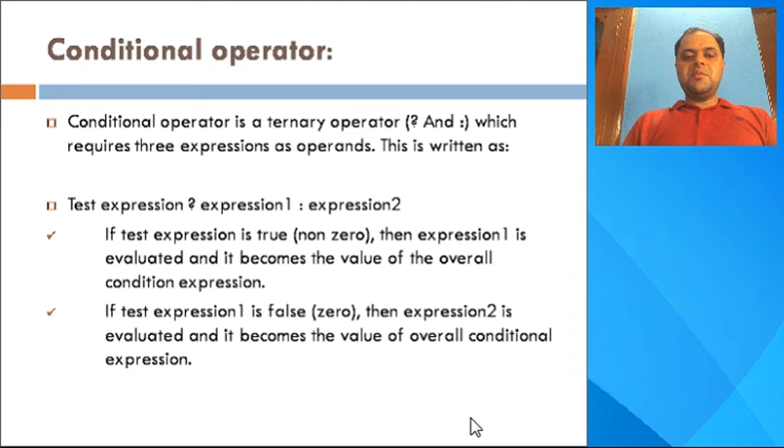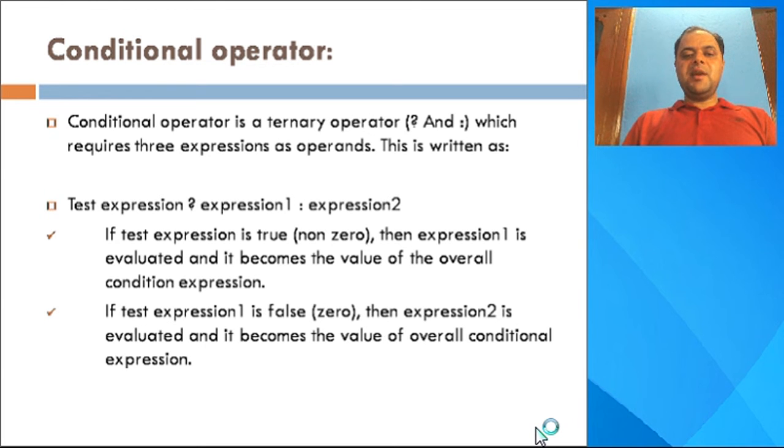So what is a binary operator? A binary operator is an operator which requires two operands. For example, a plus b, a minus c, a divided by b. So a and b are operands and plus, minus are operators. So in binary operators we require two operands.